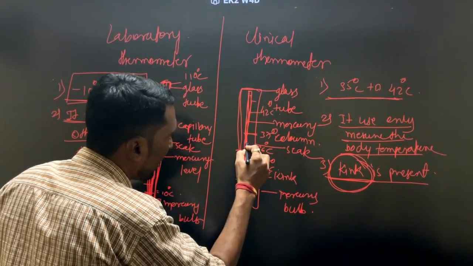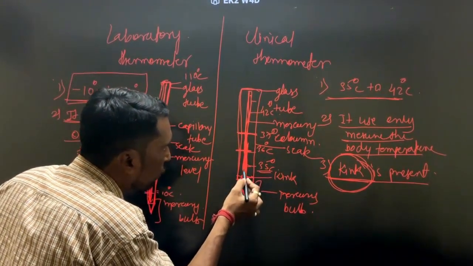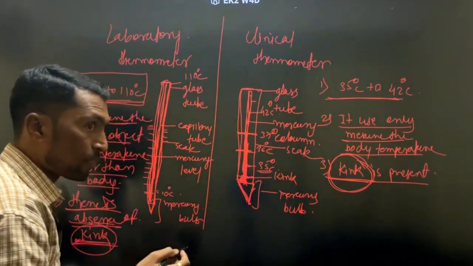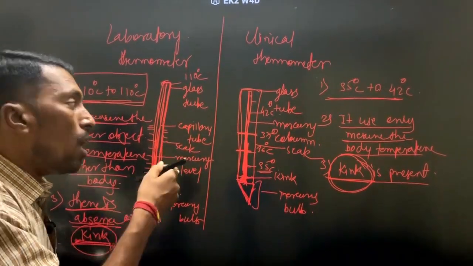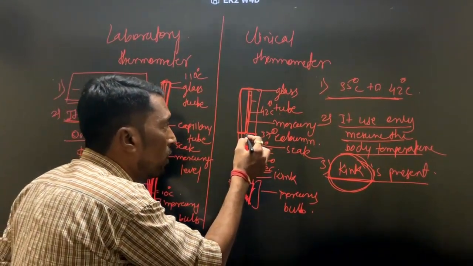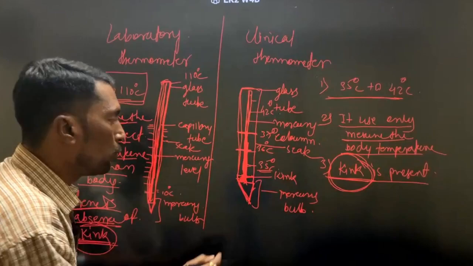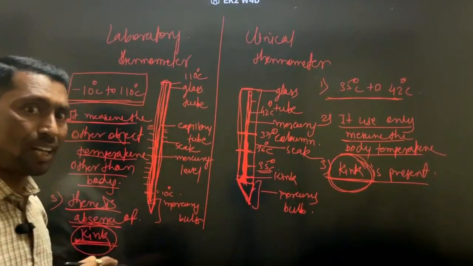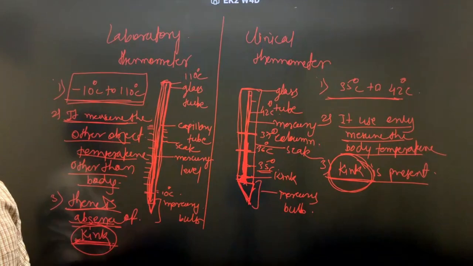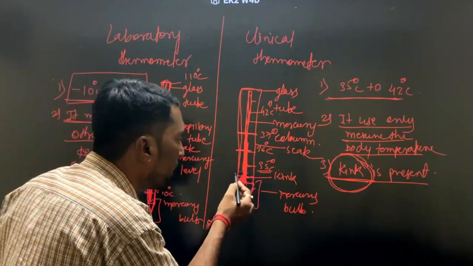If it is at 37 degrees Celsius, the mercury level starts from the kink up to 37 degrees Celsius. When we remove the clinical thermometer from the mouth, the mercury level cannot fall immediately. The mercury level cannot fall down because the kink is present. Due to the kink being present here, it stops the fall of the mercury level. So here only the kink is present.